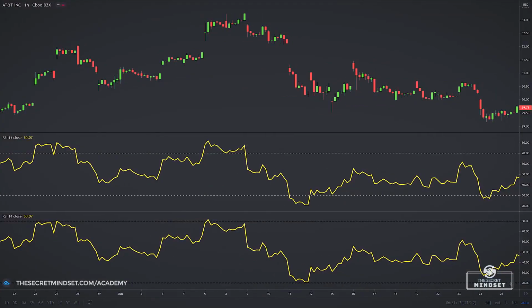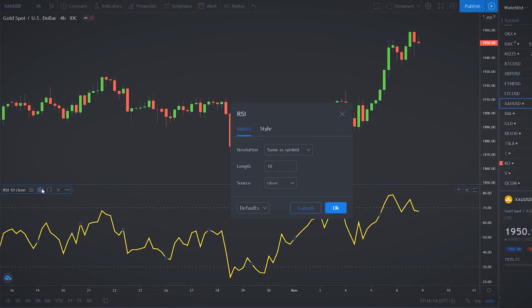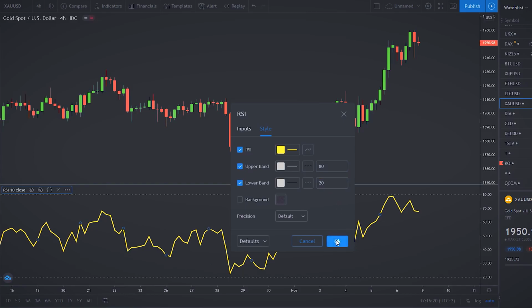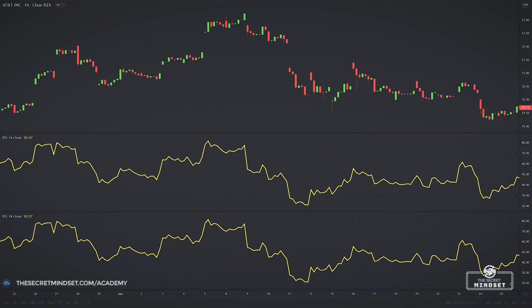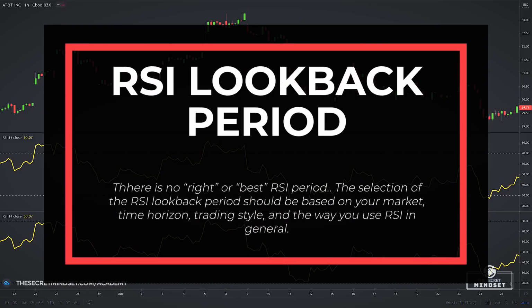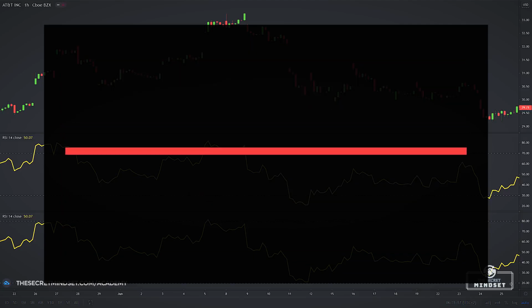RSI is considered overbought when above 70 and oversold when below 30. These traditional levels can also be adjusted to better fit the market you're trading. Raising the overbought level to 80 or lowering the oversold level to 20 can help you to reduce the number of signals. The truth is that there is no right or best period, and being consistent is more important than the exact number itself. The selection of the lookback period should be based on your data, time horizon, trading style, and the way you use the RSI in general.